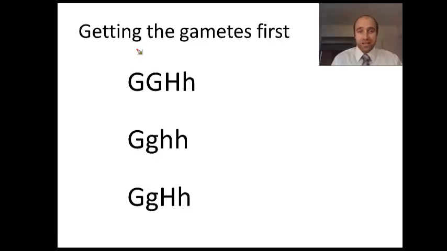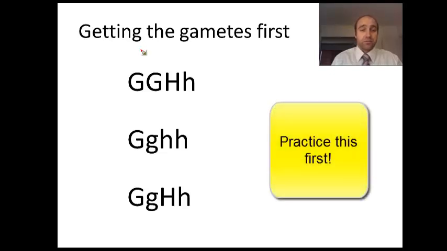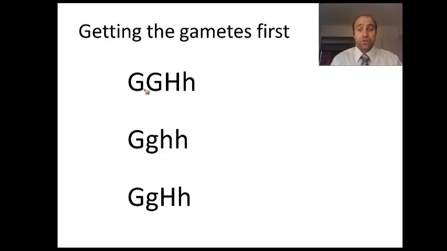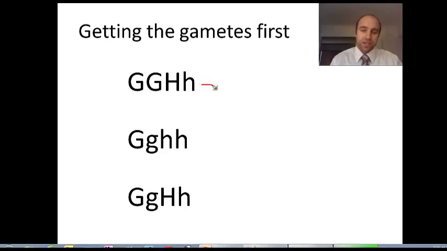The very first step in doing a cross is getting the gametes right, and it's really important to get these gametes perfect first. And let's have a look at our individuals here. They all have two alleles for colour and two alleles for hairiness. And let's have a look at what gametes they could produce. Now, our first individual here, he could pass on a green allele or another green allele.